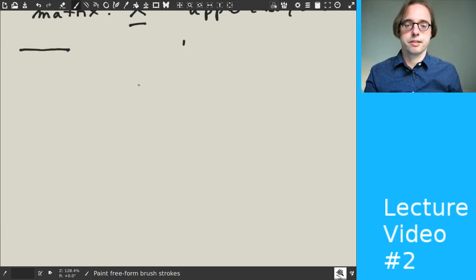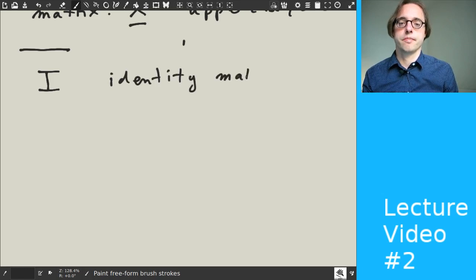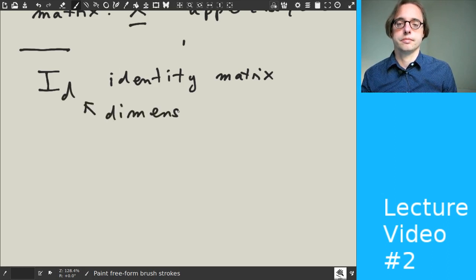So some special matrices. One special matrix that comes up all the time is the identity matrix. That's quite an important matrix, so sometimes it also gets this subscript d. d is dimension. And it's a matrix that has ones on the diagonal and zeros on the off diagonal.